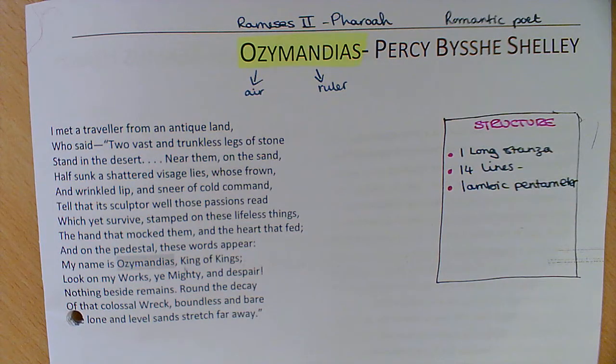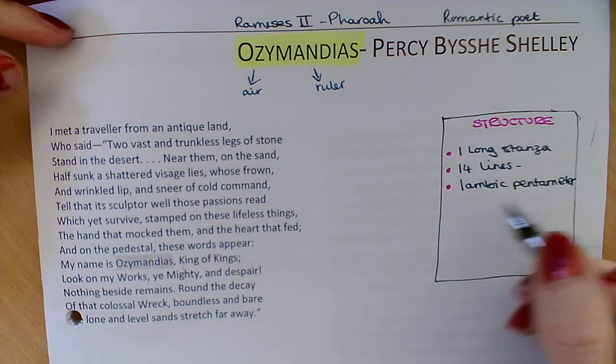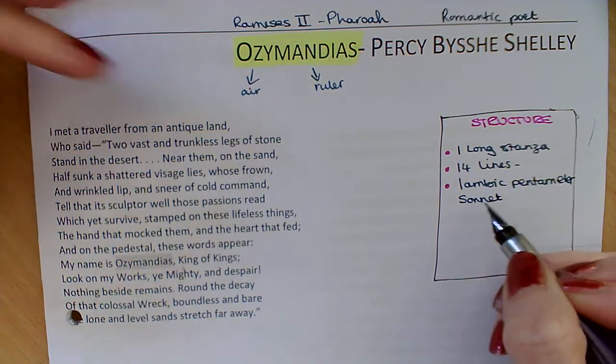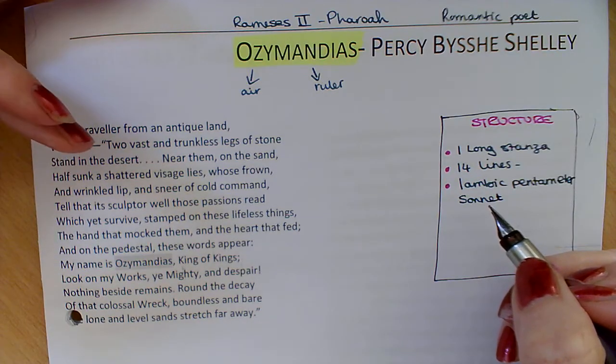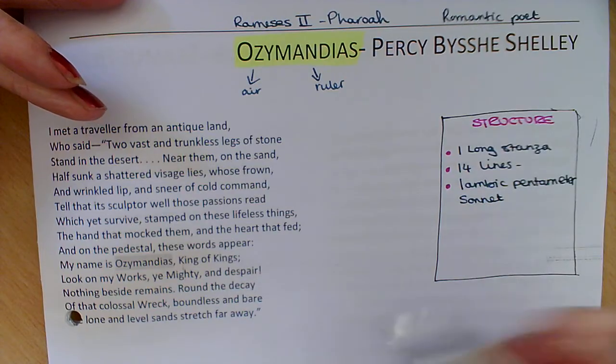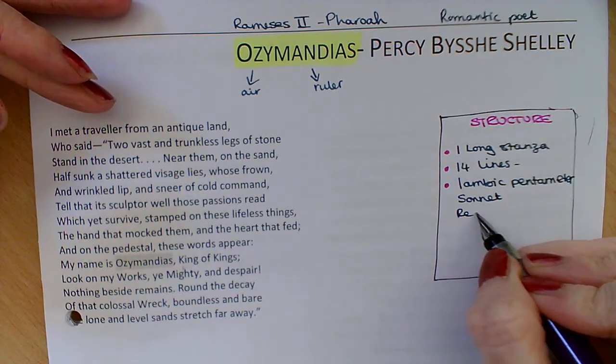Okay? And if we have a look through, we can see we've got some regular rhyme. Not the usual A, B, A, B, C, D, C, D, E, F, E, F, G, G of a sonnet. But we've got land, sand, command, then you've got read, fed, appear, despair, decay, away. So we do have some regular rhyme.